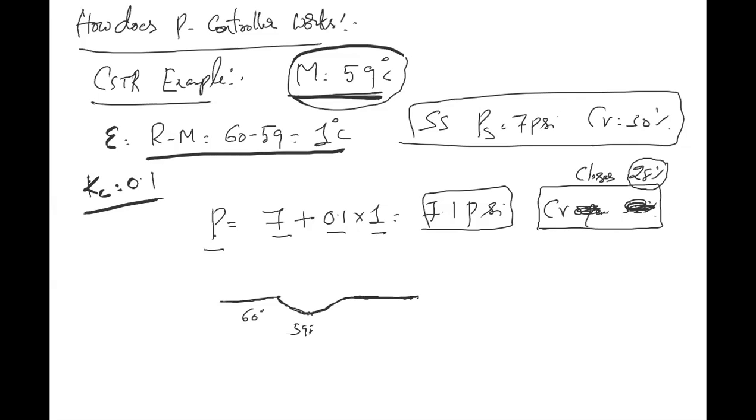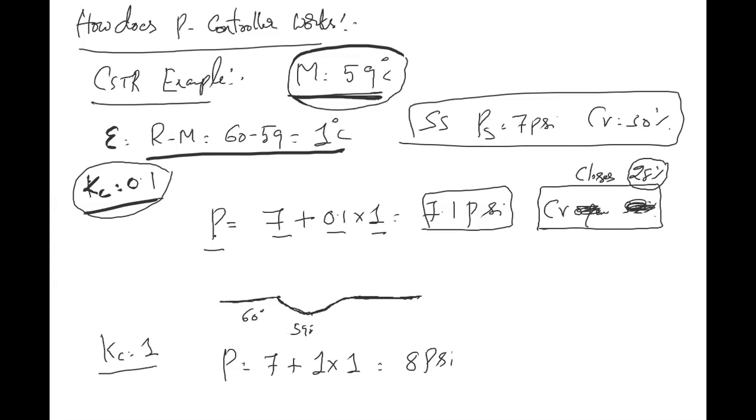Suppose it settles at 60 degrees, then your offset is 0, because it deviated from 60 and you brought it back to 60. Suppose it settles at 59.8, then your offset is 0.2. Now let's take another case. This is if you put Kc equal to 0.1. Suppose I put Kc equal to 1, then what happens? What is my pressure signal? 7 plus 1 into 1, which is 8 psi. So that 8 psi means the control valve closes to 25 percent.